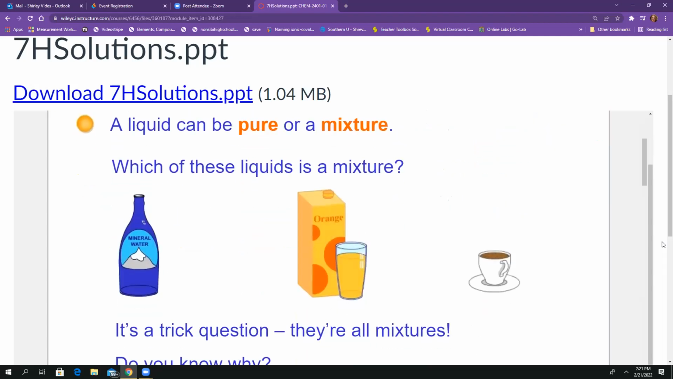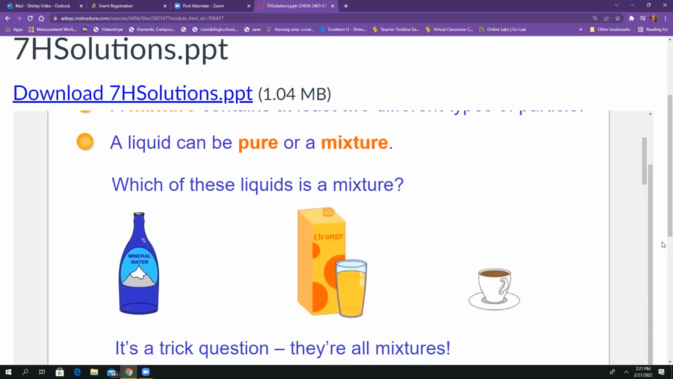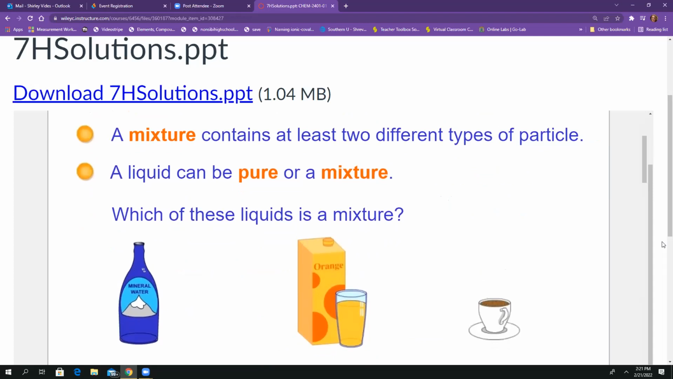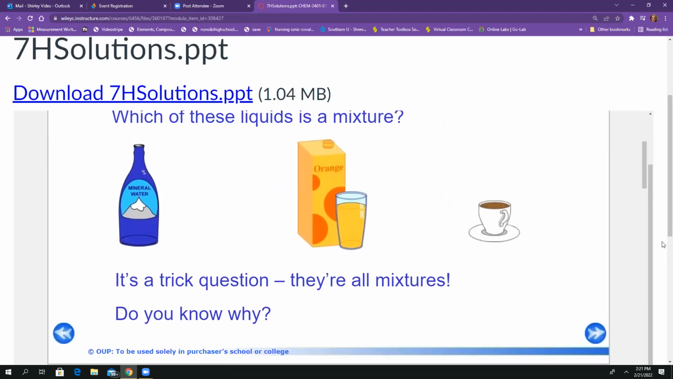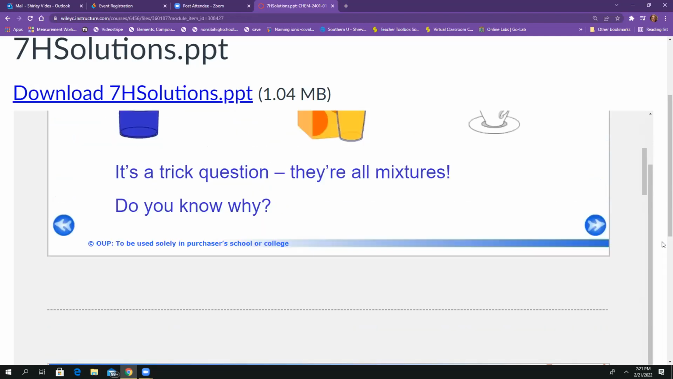Which one of those is a mixture? Obviously, you're seeing the answer, but basically it says mineral water, orange, and tea or coffee. I can't tell what that is. And they're all mixtures because they all contain more than one thing.